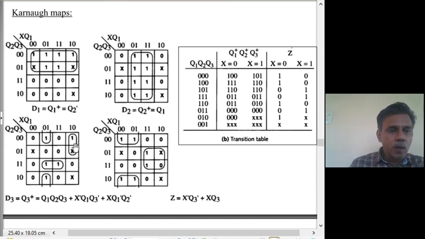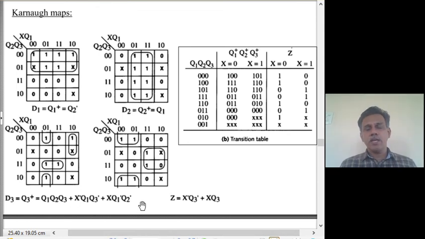If you look at this one, you will see that Q3 goes away: Q2 bar x Q1, so x Q1 Q2 bar. And this one is nothing but Q2 Q3 Q1. And these two, if you look at, that will be Q3 bar, and then x bar Q1, x bar Q1 Q3 bar. So we have got the 4 equations.